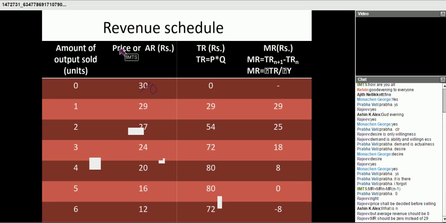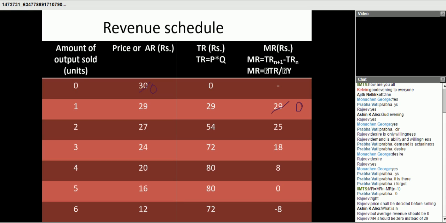MR should be 0 instead of 29. Yes, Rajiv, that's very correct. It should be 0 because there cannot be any marginal concept for the first unit. So it should be 0.